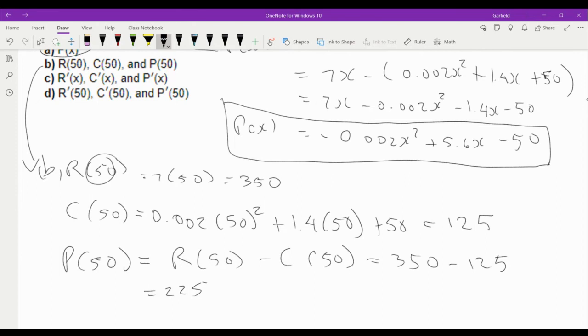I mean, you could plug in 50 up here in the revenue in a profit function and still end up with 225, but it's more work. We're always trying to do less work. Yeah, we already found it. Part C says find R prime, C prime, and P prime.